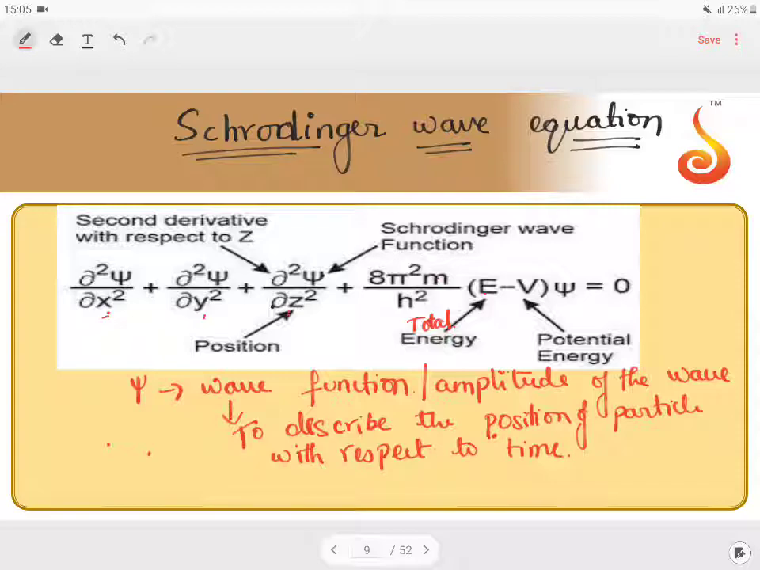The other way to represent the Schrodinger wave equation is E psi is equal to H psi. Instead of writing this entire equation, we can also write it as E psi is equal to H psi. What does this H stand for? H stands for Hamiltonian operator.